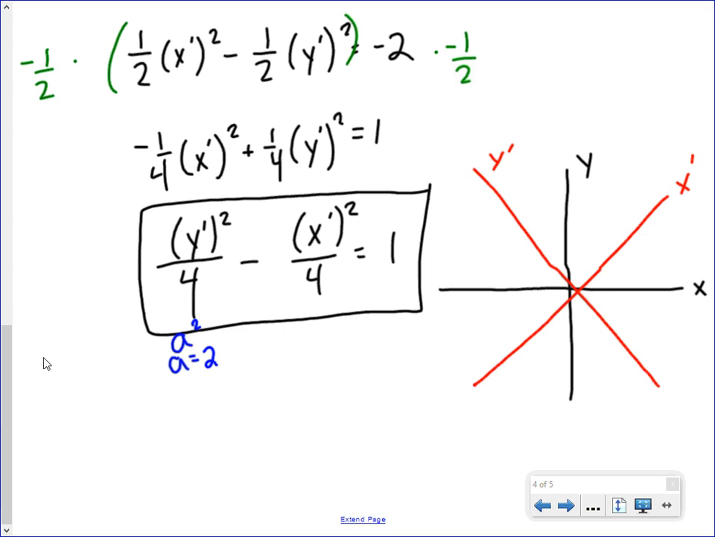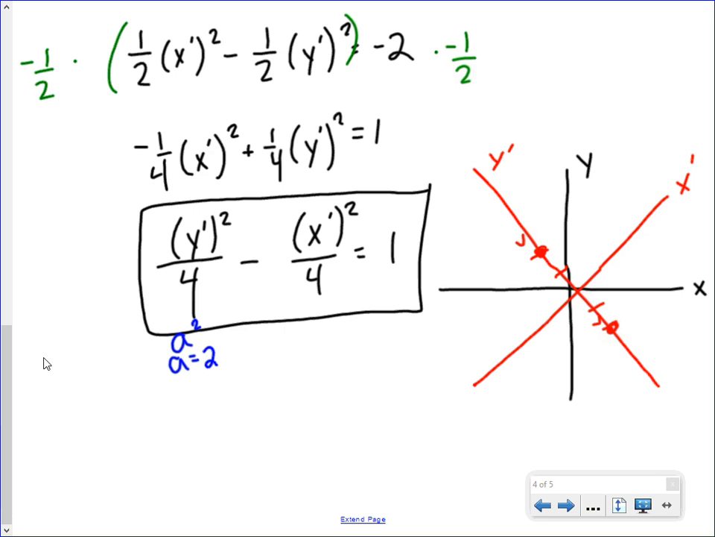So I'm going to go to my y prime axis, and I'm going to go up 2 on the y prime and down 2 on the y prime. That's because a is equal to 2. Those are going to be my vertices because that's a. Maybe I'll label those B and B, just so I remember. Those are my vertices.